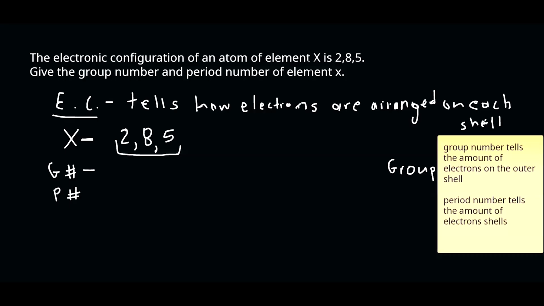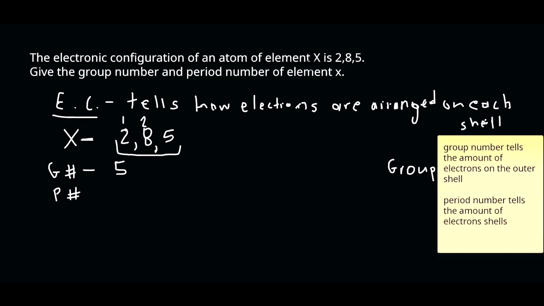If we're supposed to draw the whole structure, this would be the first shell, this would be the second shell, this would be the last shell, or the third shell, still the last shell. This would be the last shell of the structure. So the group number would be 5.